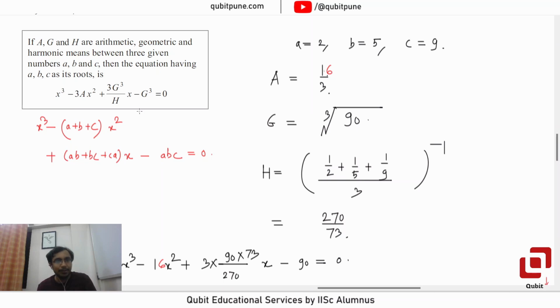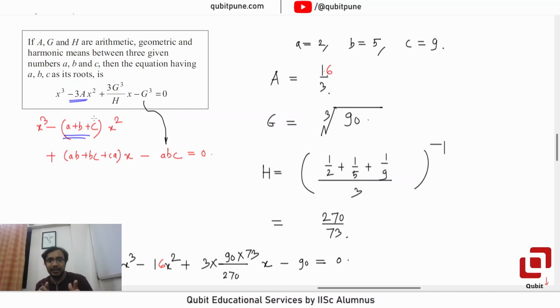Look, g cube is after all what? The product of the numbers, because if we take the cube root, then you'll get the geometric mean. Okay? And why this 3a here? Because if we take the sum of the roots, that sum is actually the coefficient of x squared divided by the coefficient of x cube. We know that. And what is a plus b plus c upon 3? That's arithmetic mean. So 3 times arithmetic mean is that.